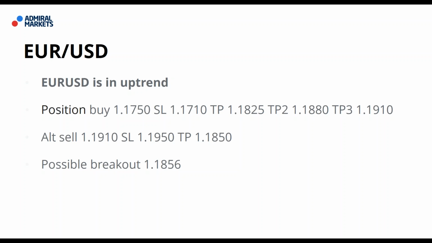Okay, euro dollar. I will continue buying the dips on euro dollar, until the market proves me otherwise. My position will be 1750 buy with a stop loss of 1710. TP 1825, TP2 1880, TP3 1910. But I will sell around 1910 if the price gets there, with a stop loss of 40-45 pips. Target possible 1850. Possible breakout 1856.